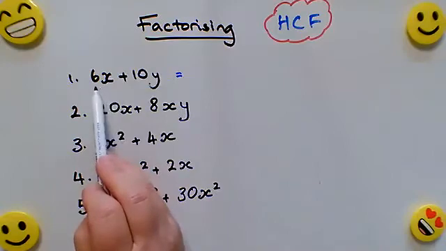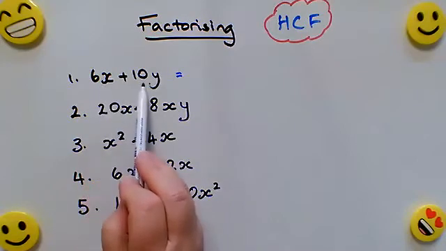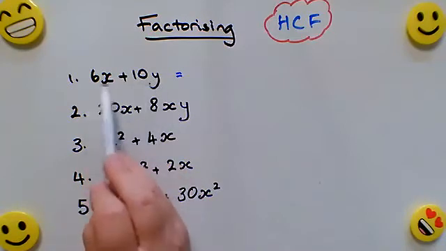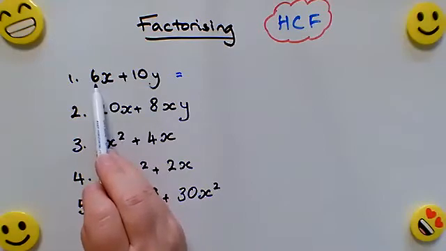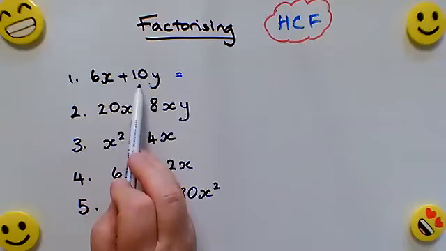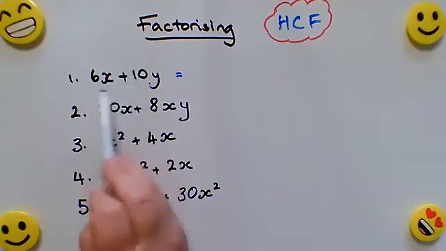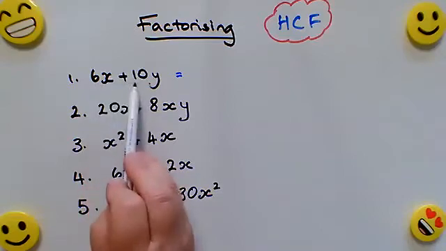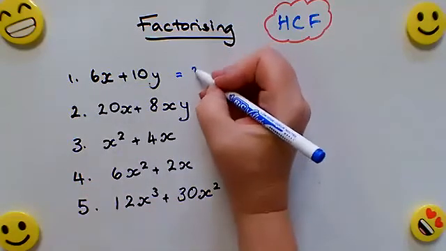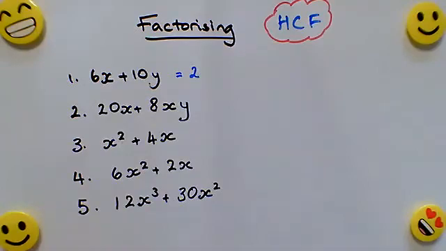So in the first example, I've got 6x and I've got 10y. Now I start off looking at the numbers. So I'm looking for the highest common factor of 6 and 10. So I've got common factors of 1, but that doesn't help us. The highest common factor of 6 and 10 is 2. So I can take the 2 outside of the bracket.